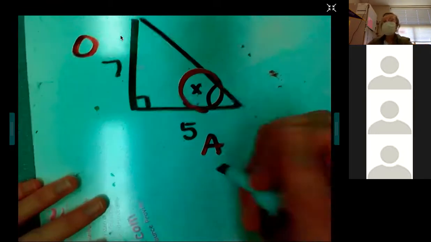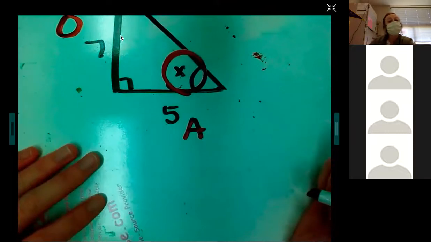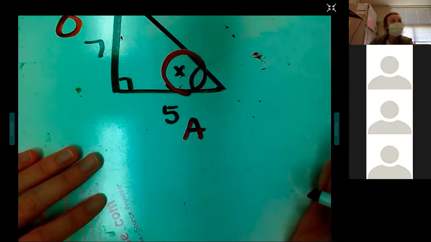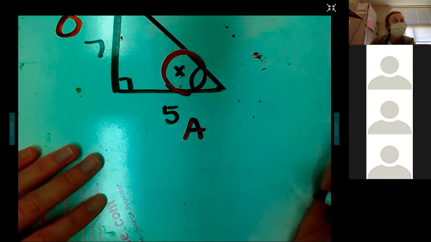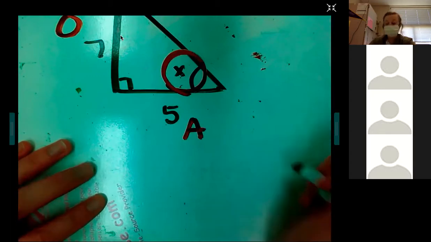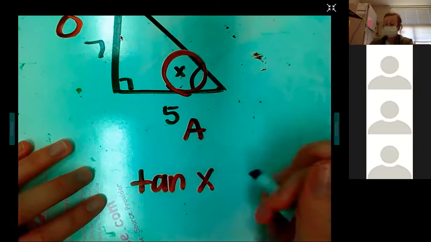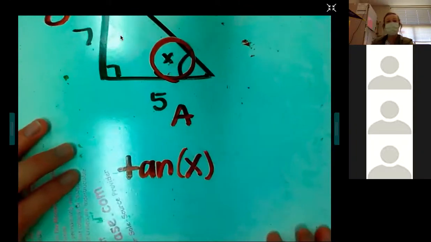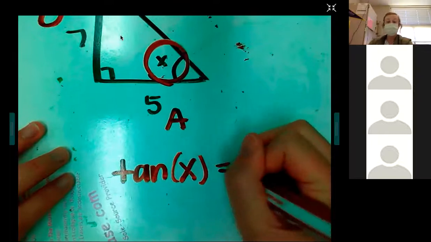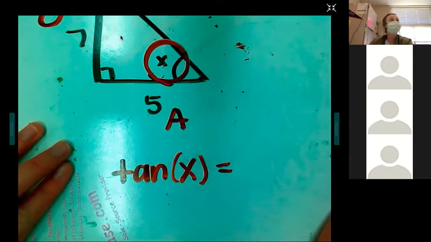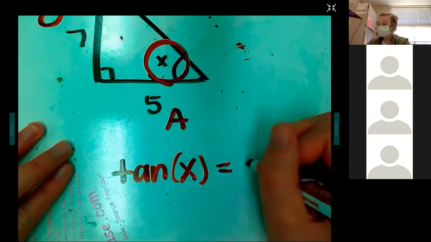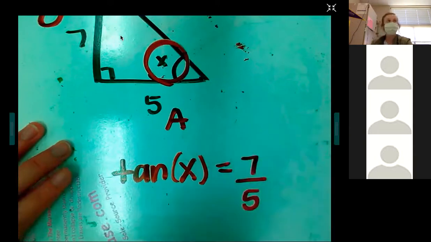Okay, so how would you set up the equation for today? Tangent of what? What's the angle? Exactly, we don't know. It's x. So everybody look, you're going to say tangent of x. You can put parentheses around it if you want. Equals what? 7/5. Opposite over adjacent.